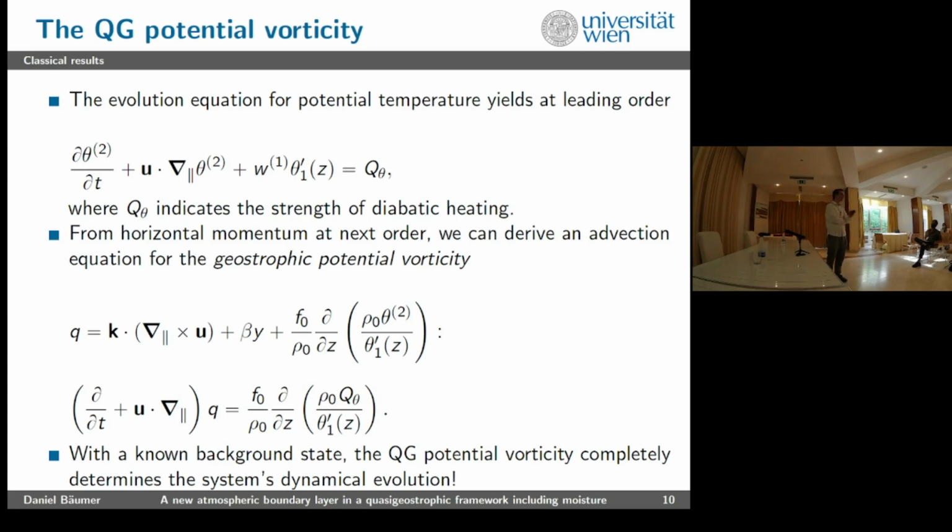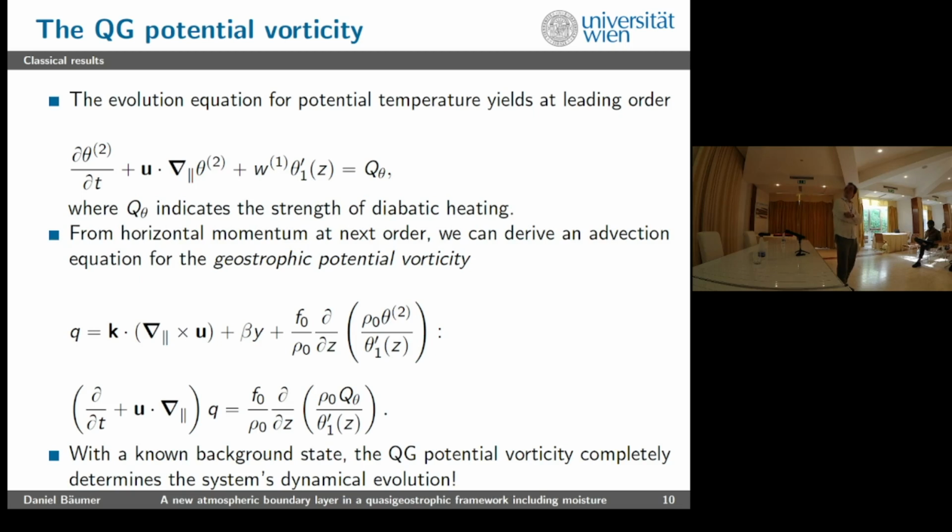Of course, I skipped all the calculations. We're only interested in the result. And that is an advection equation for what is called the geostrophic potential vorticity, right? So it's defined like this. This is the vertical curl. This is the contribution of the planetary vorticity, the Coriolis parameter. And here we have this term, which involves mostly the potential temperature.